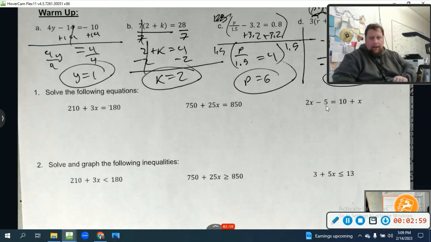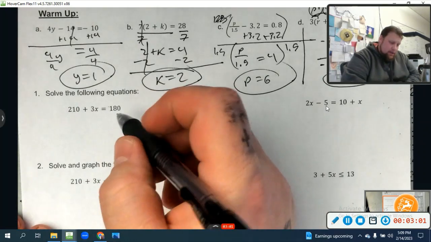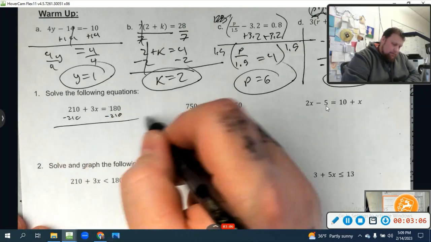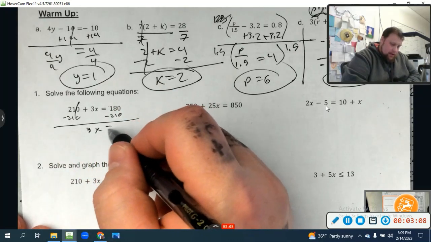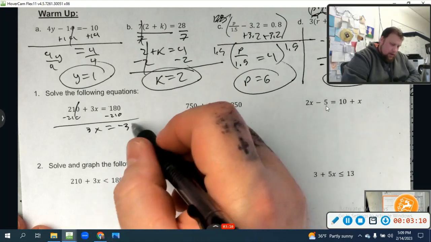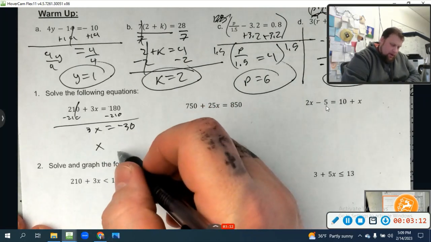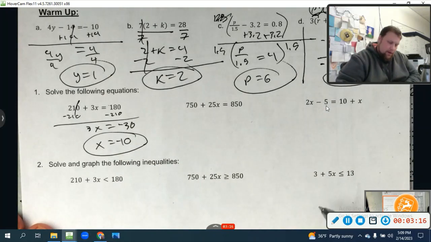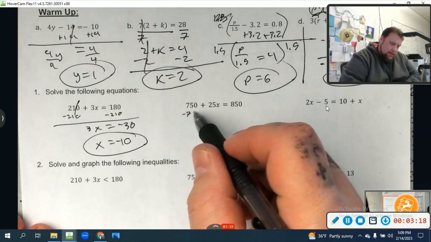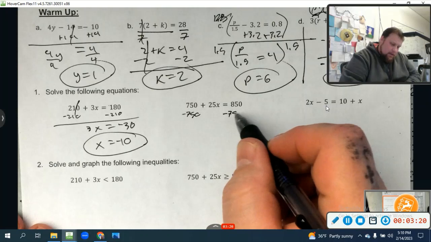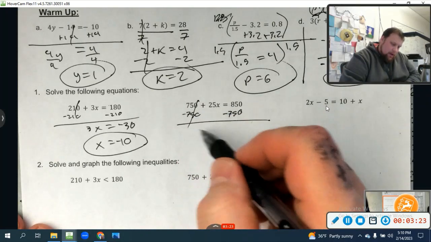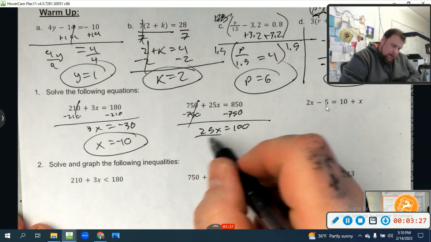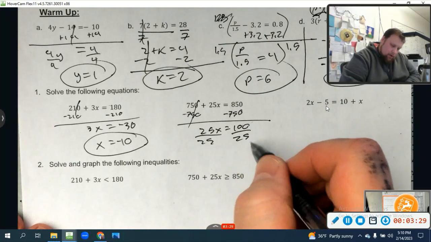Okay, hopefully you paused it. You should be able to solve these pretty easy. Minus 210, minus 210, 3x equals what? Negative 30, or x, divide both sides by 3, and x equals negative 10. What about this one? Minus 750, minus 750, and we get that 25x equals 100, divided by 25. 4 quarters in a dollar, x equals 4.